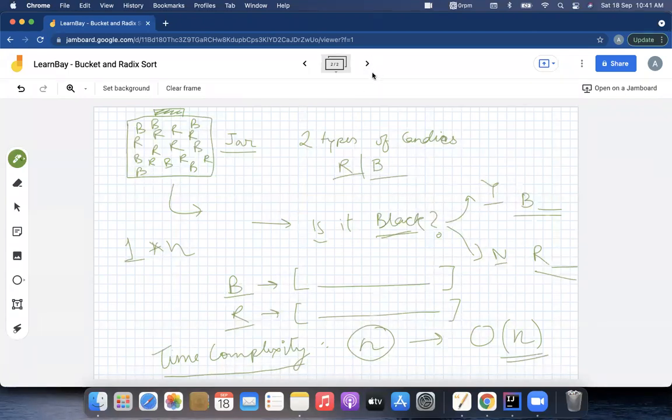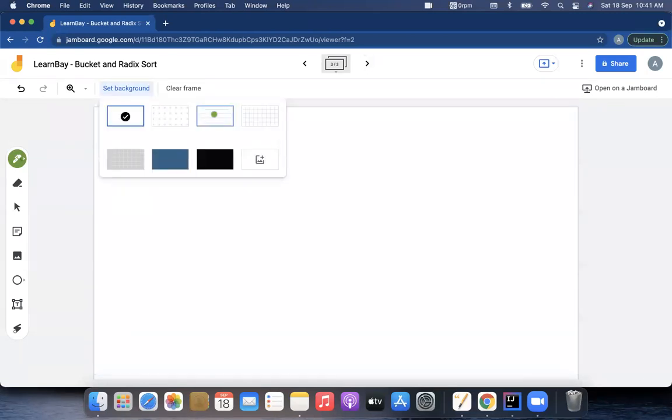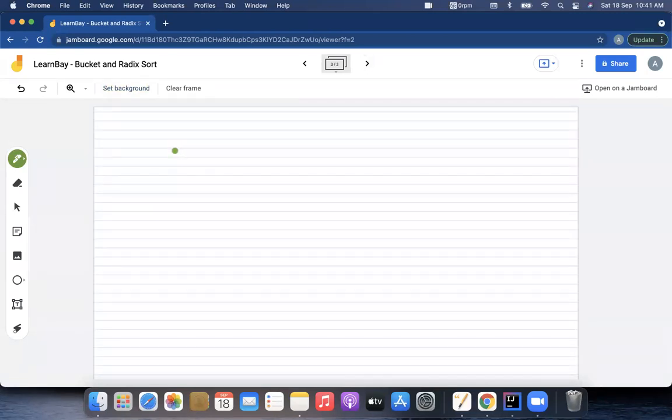This is also a type of sorting, right? This is sorting of an array that contains only two types of numbers, and you can do it in order of n. A very intuitive way to solve it.